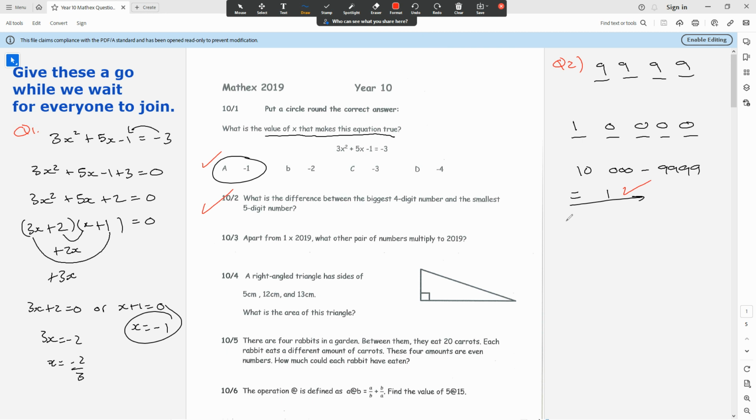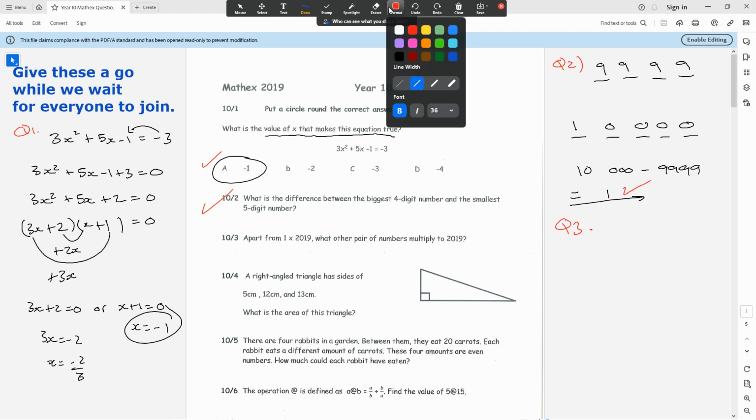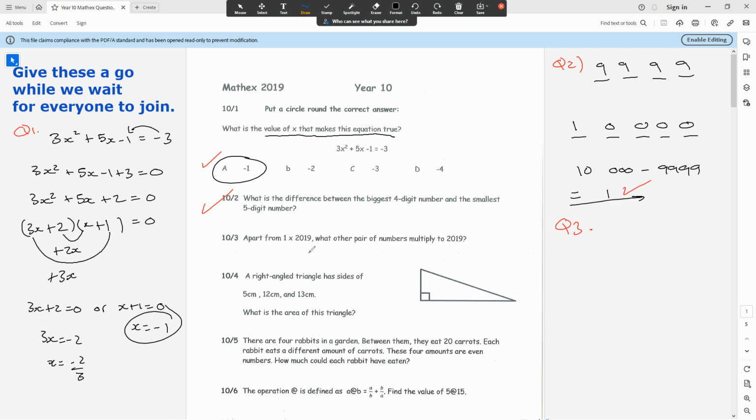Let's go to question number 3 now. Apart from 1 multiplied by 2019, what other pair of numbers multiply to 2019? Okay, let's think about that now. This means basically that 2019 divided by 1 is equal to 2019. So therefore, 2019 is equal to 1 times 2019.